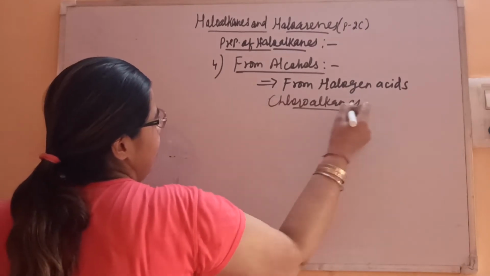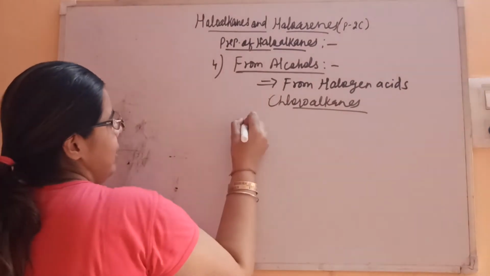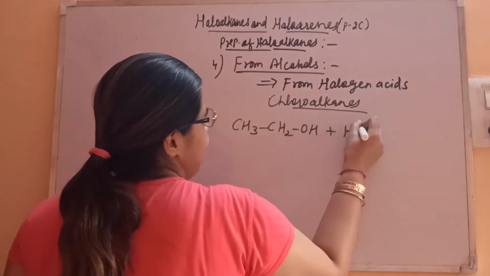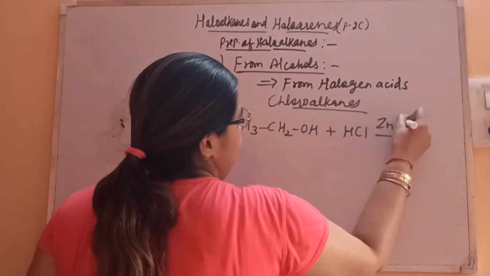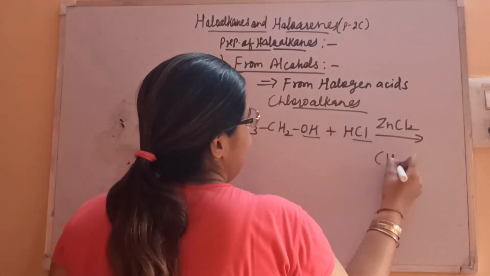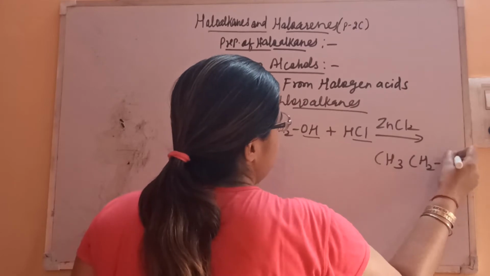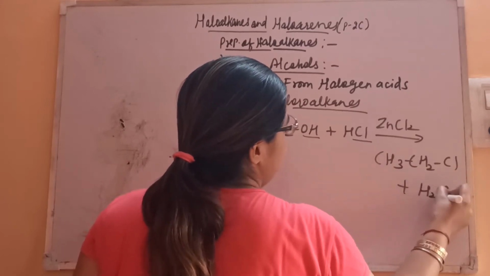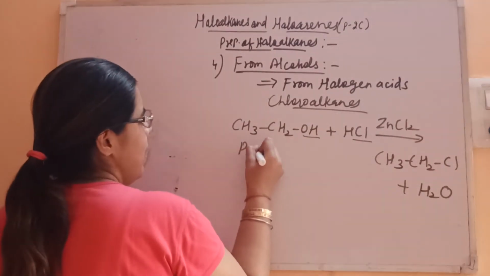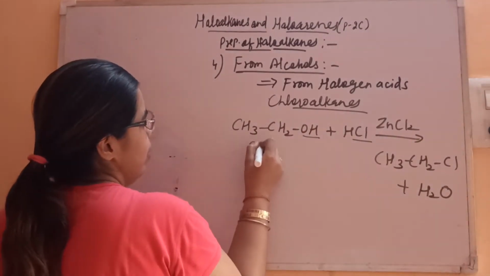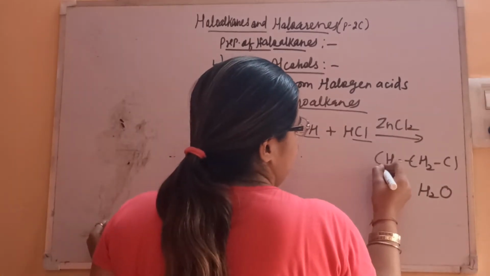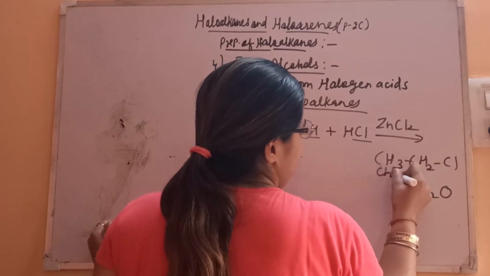So let's prepare chloroalkanes from this method. So we'll take any alcohol. Let's take a primary one first. We'll treat with HCl in the presence of ZnCl2. Reaction will be, this gets replaced by Cl. You will get CH3CH2Cl plus water gets formed. So from alcohol, this is ethanol, sorry, and this is chloroethane.